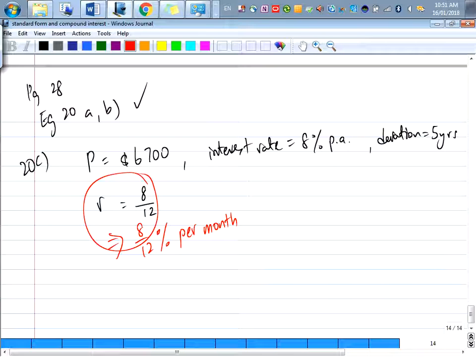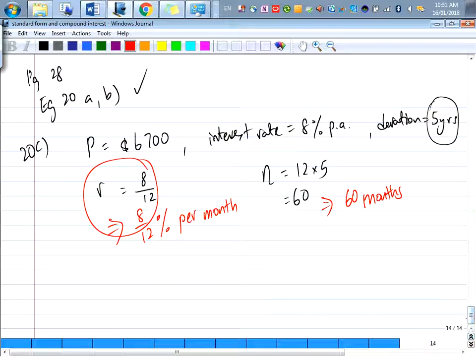Now, we still need another value, which is the value of n, the number of periods. How many periods would that be in 5 years? 60, but don't just tell me 60. Show me your working. How do you get 60? 12 times 5. That will be 60. So what this means is that there are 60 months inside these 5 years. Now with all these values, I can substitute very easily into my formula, and I'll just get my answer.